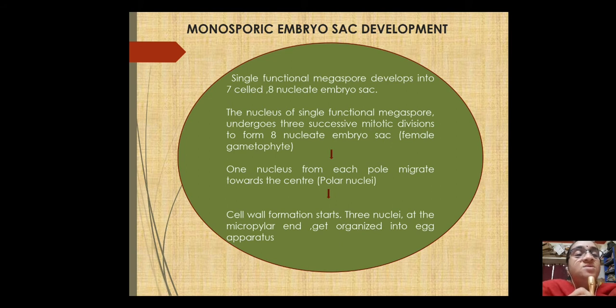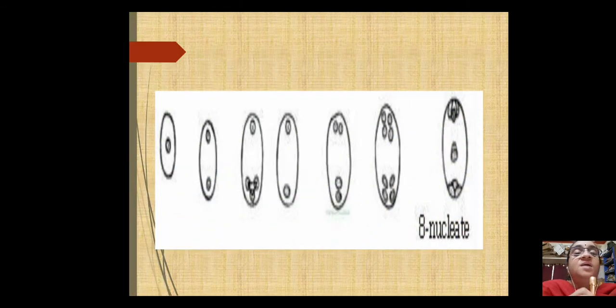One nucleus from each pole migrates towards the center, and cell wall formation starts. The 3 nuclei at the micropylar end get organized into the egg apparatus. So we'll just look into this. See, 1 is there in the first one, then next it is dividing into 2. 2 divide to 4, and 4 to 8.